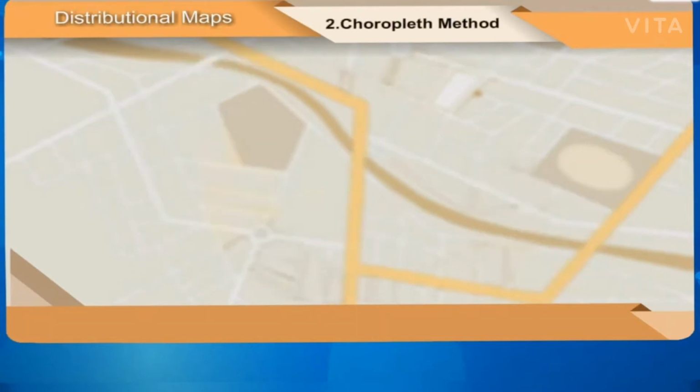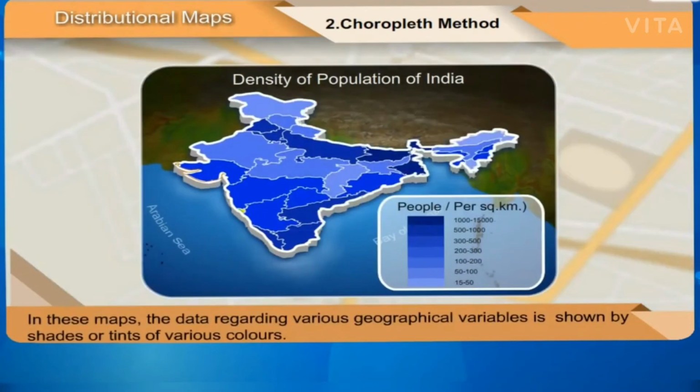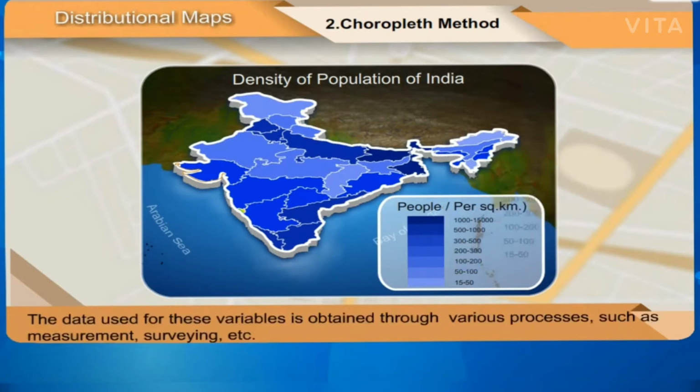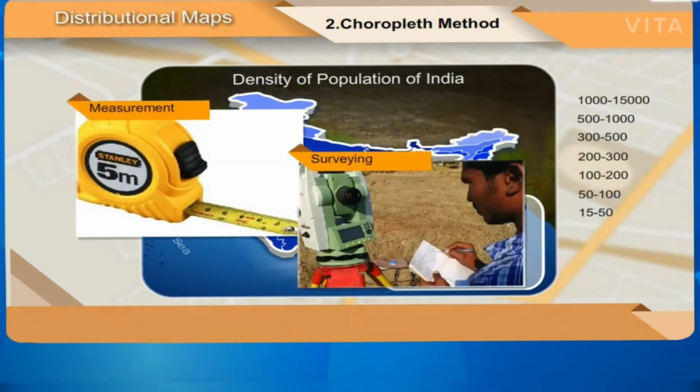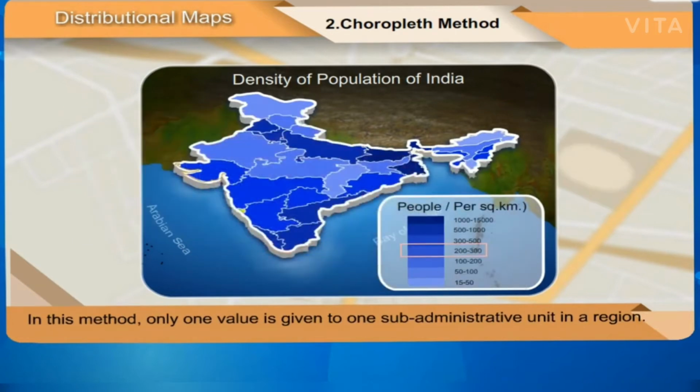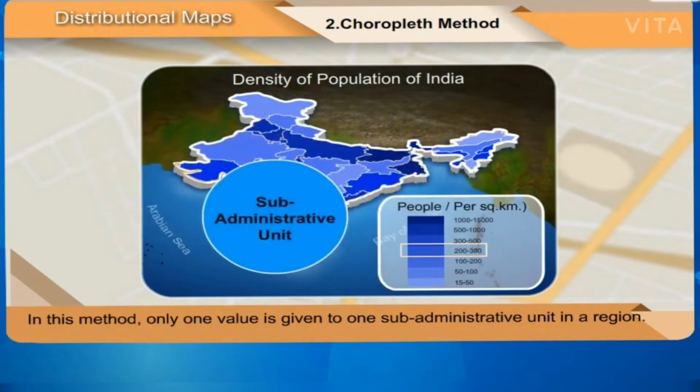2. Choropleth method. In these maps, the data regarding various geographical variables is shown by shades or tints of various colors. The data used for these variables is obtained through various processes such as measurement, surveying, etc. In this method, only one value is given to one sub-administrative unit in a region.